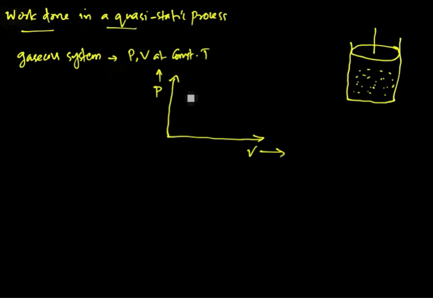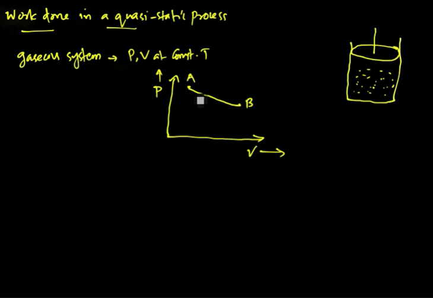Now suppose initially the system is in the state A, and the system is changed to the state B quasi-statically from A to B. Now this can be represented by a curve like this. So the locus of this curve will represent different stages of thermodynamic equilibrium.